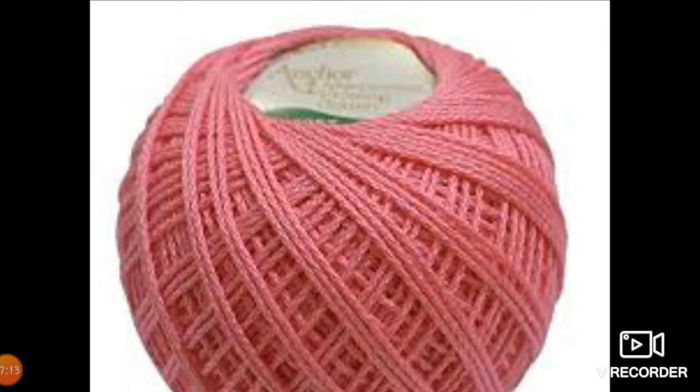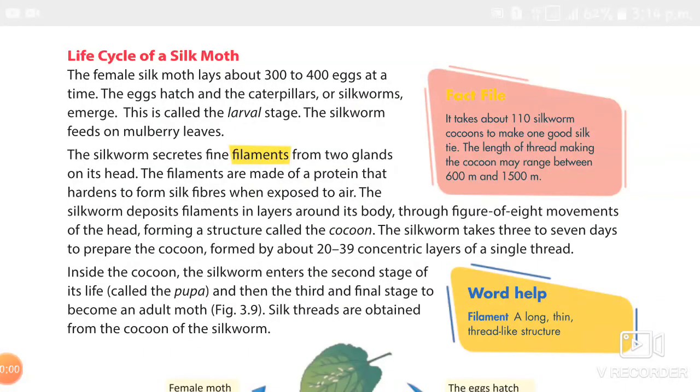Now, moving on to today's portion, that is silk. Now we are going to study about silk. We all wear silk dresses, right? Many of us like to wear silk clothes for functions, don't we? Do you know where silk comes from? Yes, we have to know.